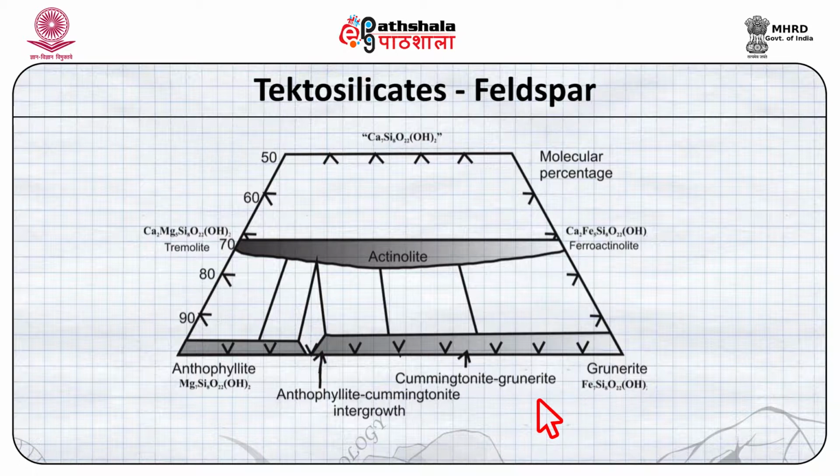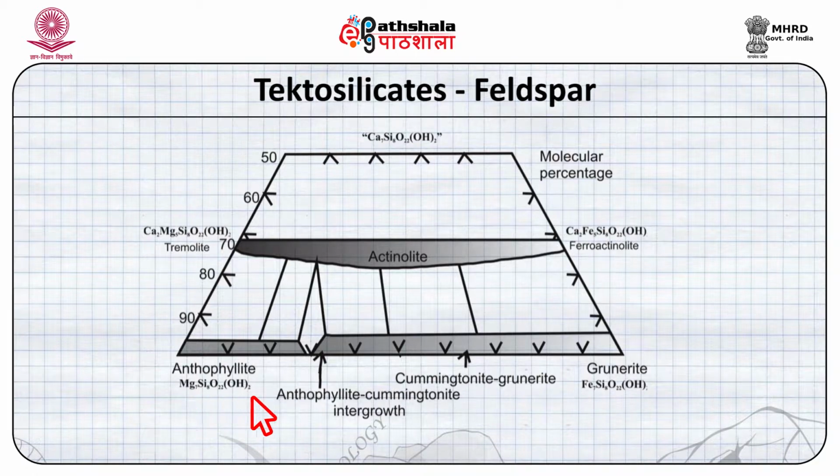This diagram is a quadrilateral diagram in which the upper part is the calcium end member, the left is the magnesium end member marked by anthophyllite, and the extreme right part is the Fe end member. So, as you can see, anthophyllite is at the extreme left end, which means that it has some amount of iron and it has some amount of calcium. The calcium is at the top.